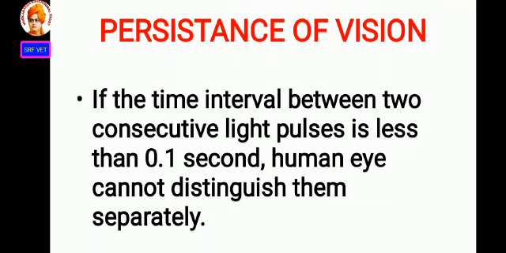Persistence of vision. If the time interval between two consecutive light pulses is less than 0.1 second, the human eye cannot distinguish them separately.